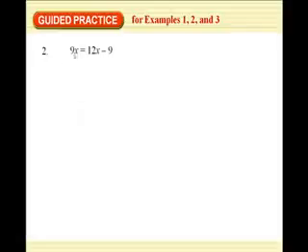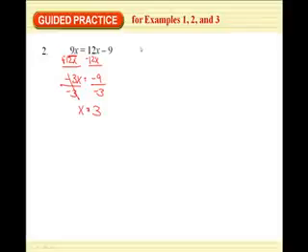This one, now if I move the smallest variable, there won't be anything over here. So I'm going to move the 12x. So minus 12x, minus 12x. And if I boom boom that, that's going to be negative 3x equals negative 9. Divide both sides by negative 3. X equals positive 3.